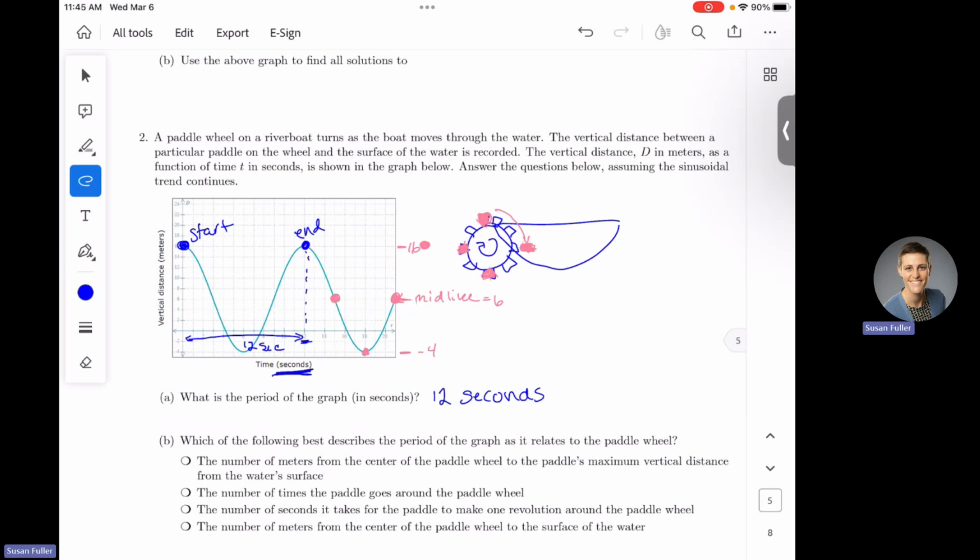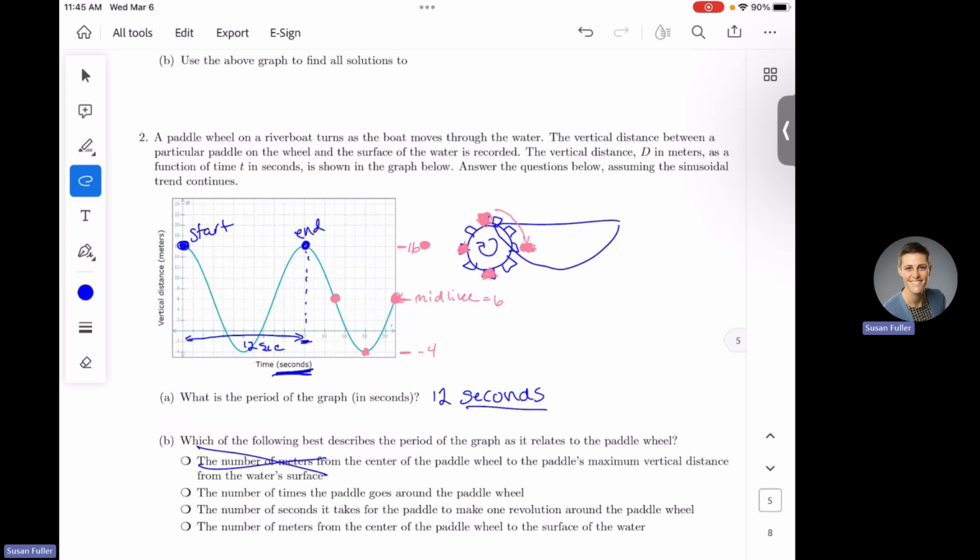Okay, so which of the following best describes the period of the graph as it relates to the paddle wheel? The number of meters from the center of the paddle wheel to the paddle's maximum vertical distance from the water's surface. Well, that can't be right because my period is measured in seconds. So this isn't going to tell me a number of meters. So it can't be that one.